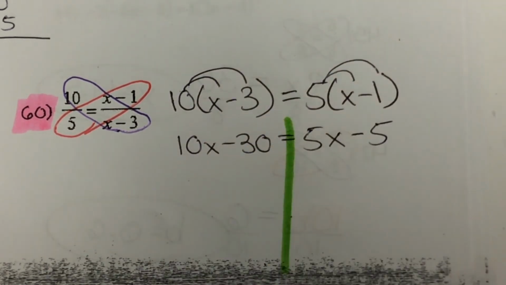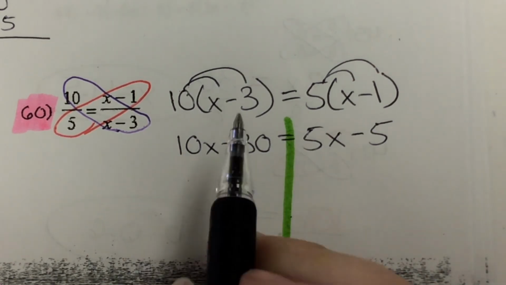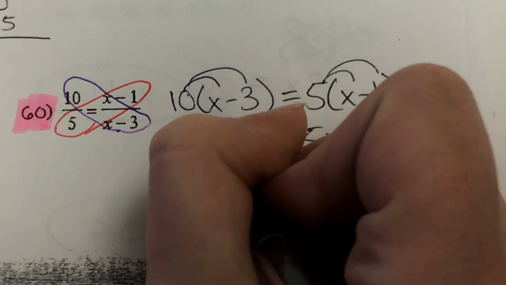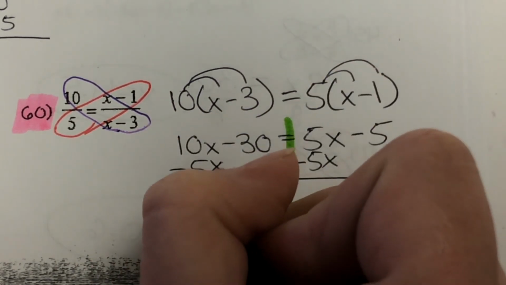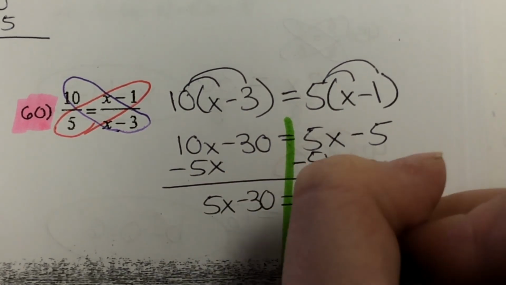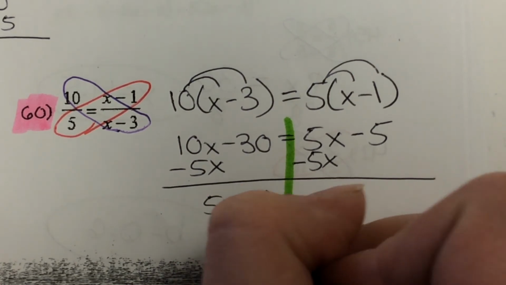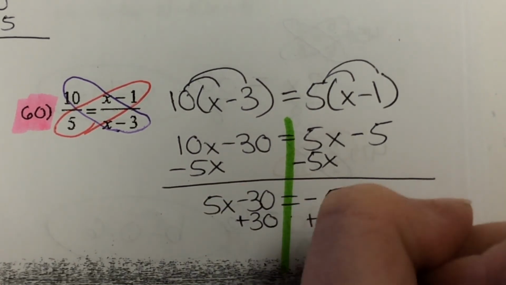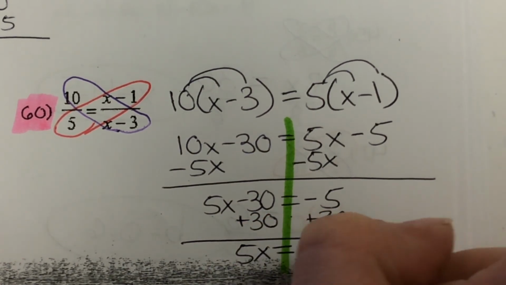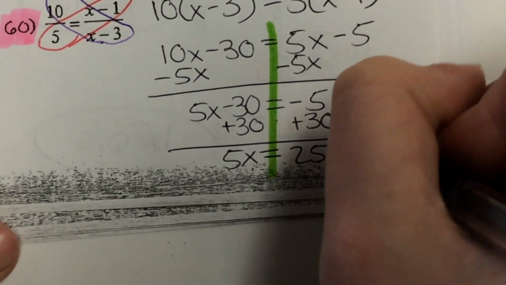Draw a line down your equal sign and solve. Let's move our variables to the left, constants to the right. So subtract 5x. And we'll have 5x minus 30 equals negative 5 is left on this side. Keep the negative with it. Now let's add 30 to the right side. 5x equals 25. And we all know when we just divide 5, we're going to get x equals 5.